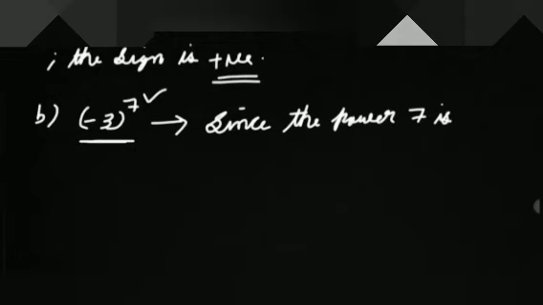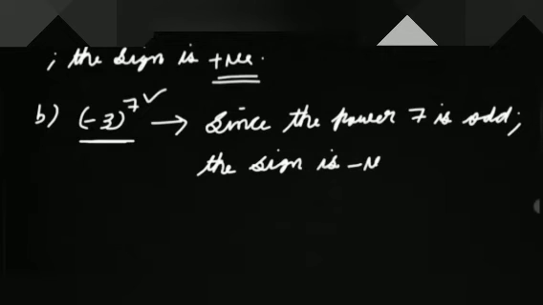So, which rule has to be applied? Odd power of a negative integer is what? Yes, negative. Very good. Odd power of a negative integer is negative. Have you understood? So how has the answer to be written? Since the power 7 is odd, the sign is negative. Have you understood? Since the power 7 is odd, the sign is what? Negative. Very good.